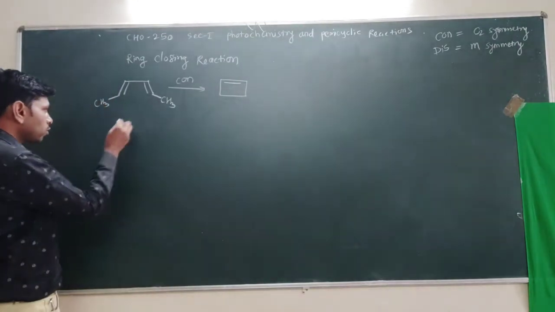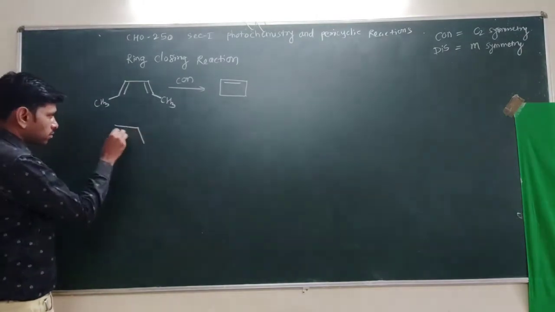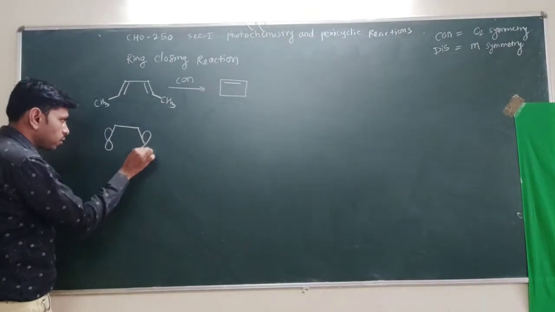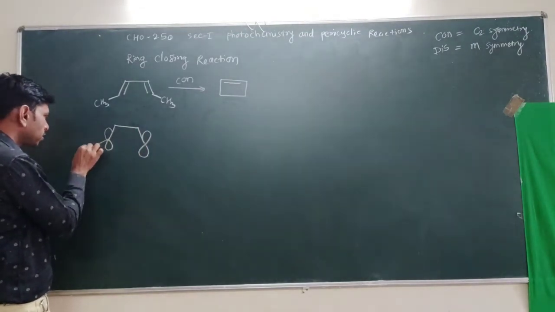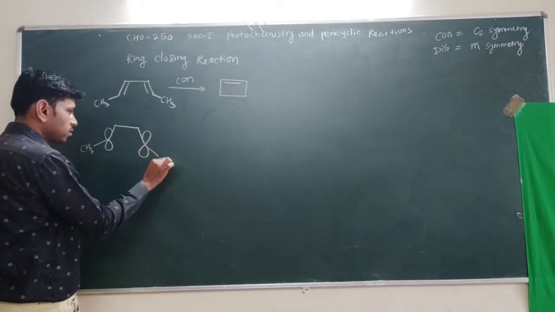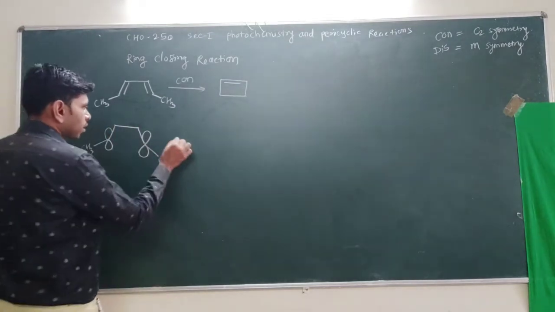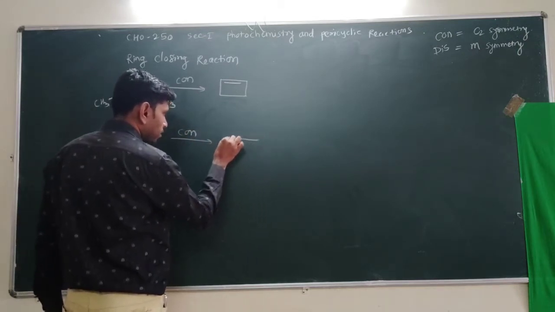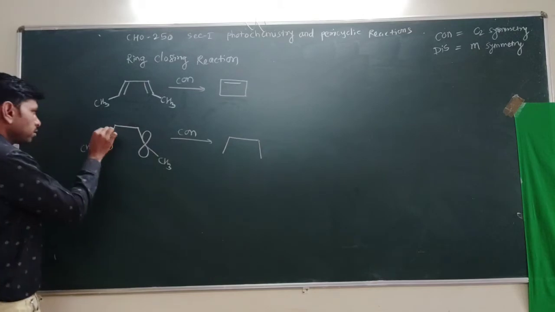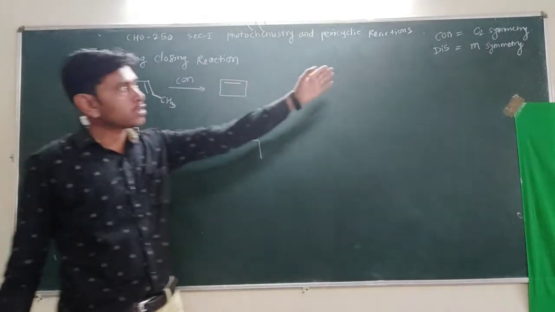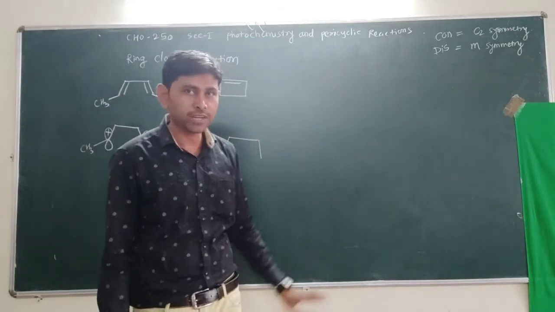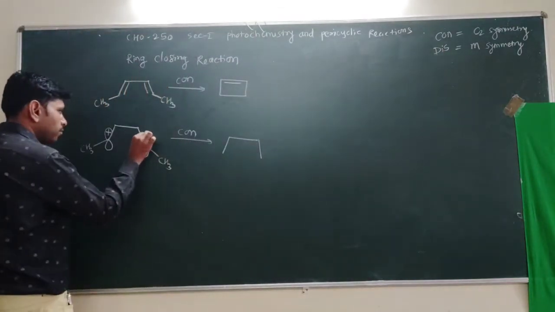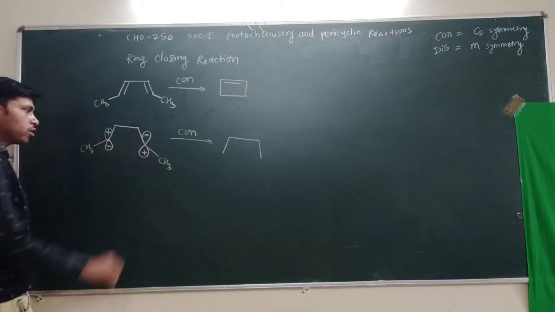So let's see conrotatory motion. We are looking at this problem by drawing the orbitals. See here, this CH3 is in the outward direction, and this CH3 is also in the outward direction. By conrotatory motion we obtain the product. As we know, conrotatory motion is always associated with C2 symmetry.